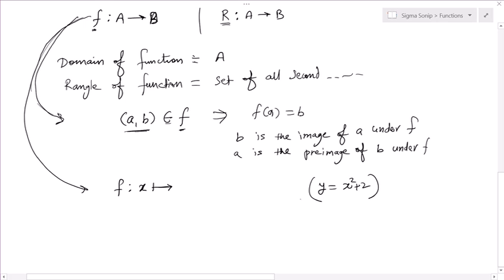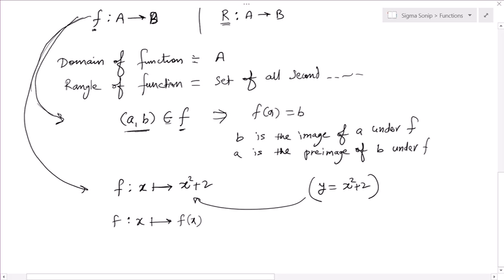So when I use that, what I'm saying here is that f is a function which maps x to x squared plus 2. Yeah, that also is a valid notation here. And the other way it could be, just need to note here the different kind of arrow I have here. It's a special kind of arrow.